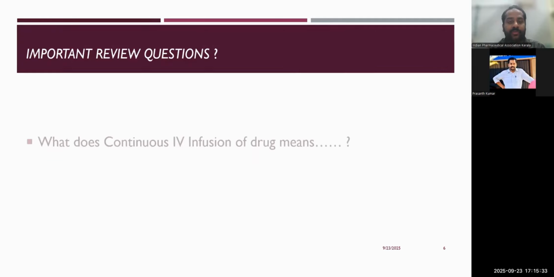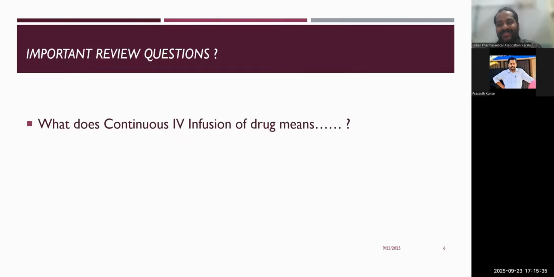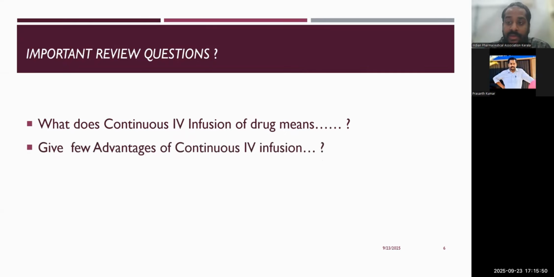Now let's review some of the questions. So try to answer these questions. What does continuous IV infusion of a drug mean? It means the drug is administered at a predetermined rate over a long period of time through vein. And can you give some advantages of continuous IV infusion? So there are a number of advantages. The first advantage is that the rate of input can be controlled.